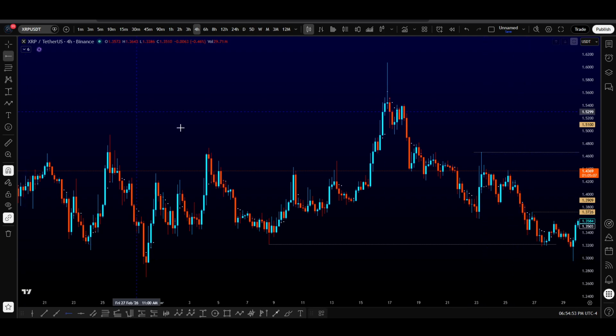Where to next? You go ahead and you realize that's the new low. Price swept the low, comes back above. You enter on the close, stop loss below the low. You're going to target this high here.